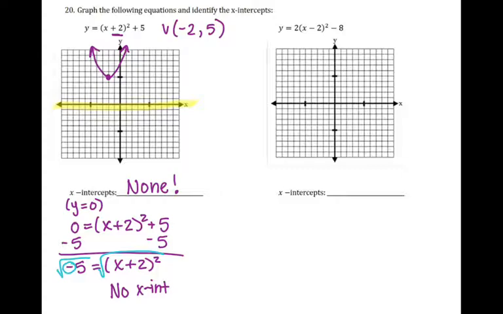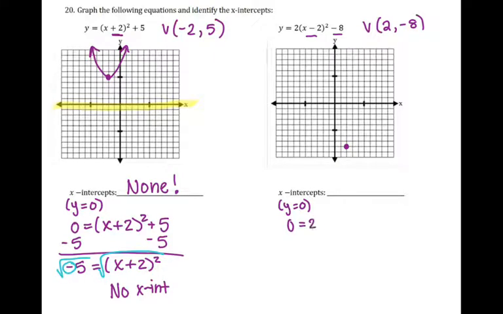For the next one, I'm going to do the same thing. I'm going to start by finding my vertex, h and k. So this vertex is at positive 2, negative 8. So I'm going to go to 2, negative 8, and plot a point. And I'm going to do the same thing to find my x-intercepts. That is when y equals 0. So I can go ahead and set up my equation.